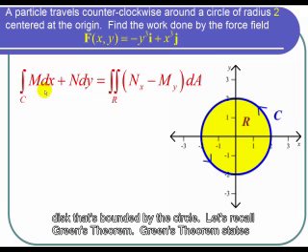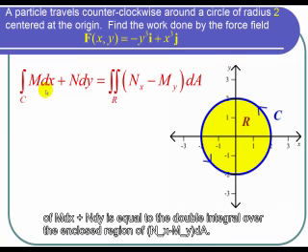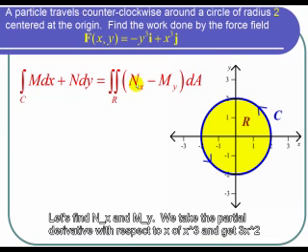Green's theorem states that the line integral over a closed curve C that is simple and oriented counterclockwise of M dx plus N dy is equal to the double integral over the enclosed region of N sub x minus M sub y dA. So let's find N sub x and M sub y.